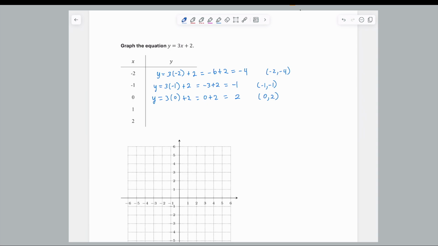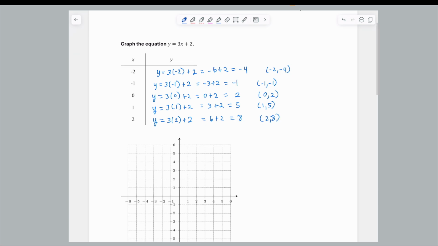Now we do the same thing for x equal to 1. So we got y equals 3 times 1 plus 2. So this gives us 3 plus 2, which is equal to 5. So we have the ordered pair 1, 5. Now x is 2, so we get y equal to 3 times 2 plus 2. So this gives us 6 plus 2, which is 8. And we get the ordered pair 2, 8.